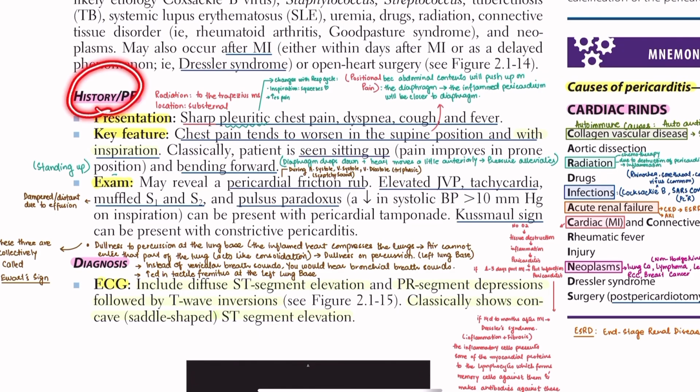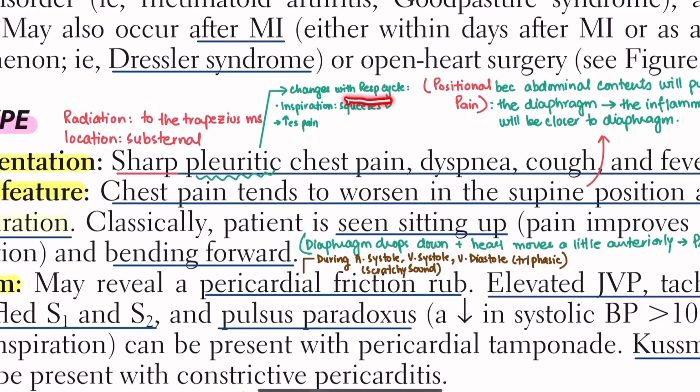Now let's talk about the history and presentation of a person that has pericarditis. The pain of pericarditis is very specific pain. The chest pain will be pleuritic in nature, which means that it will change with the respiratory cycle. With inspiration, which squeezes the heart, the pain will increase. So whenever a person takes in air, his pain will increase, and this is called pleuritic chest pain. The pain will be sharp in nature and it will radiate to the trapezius muscle.